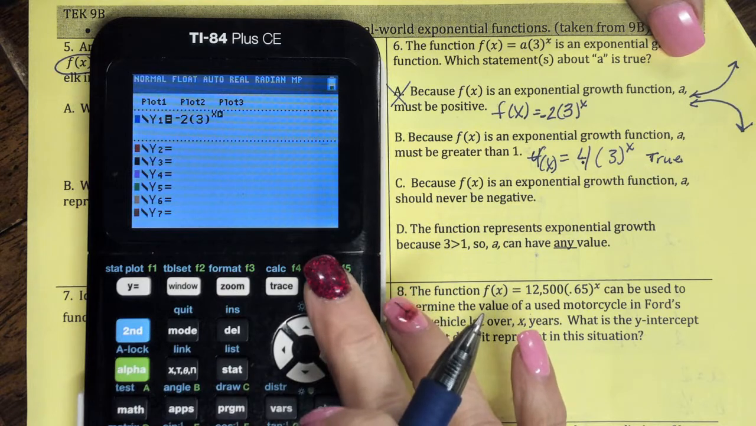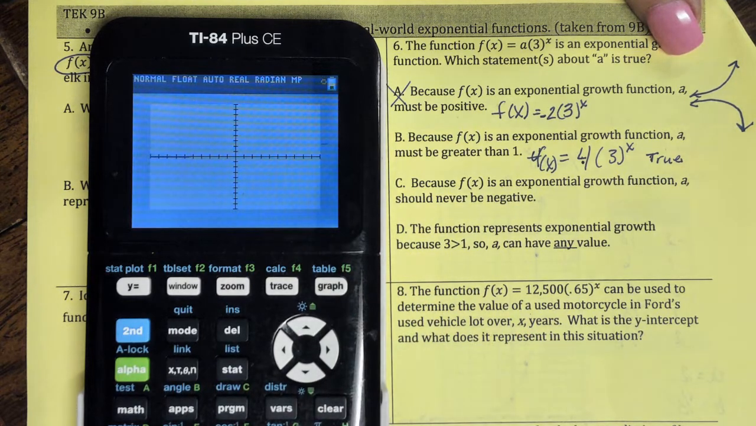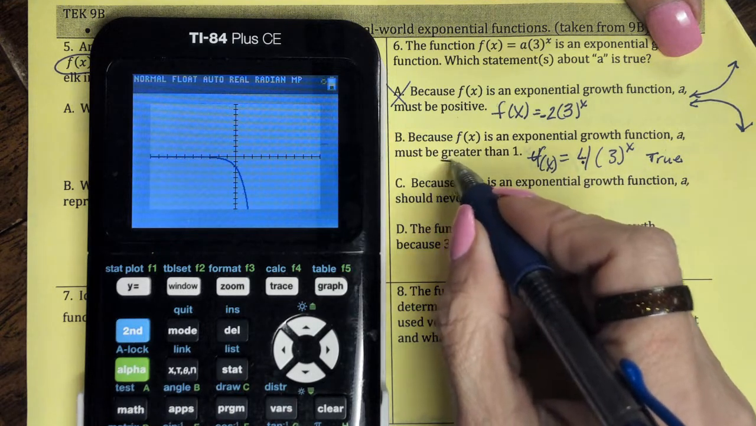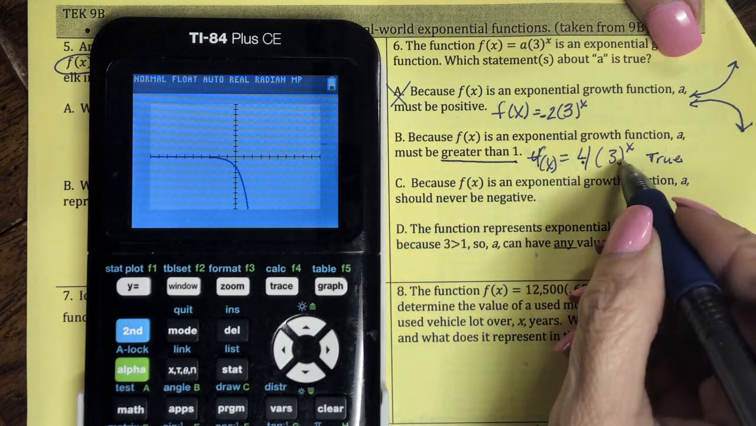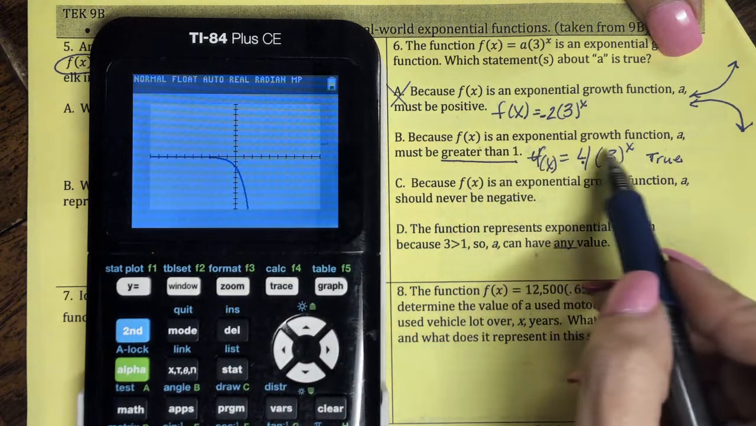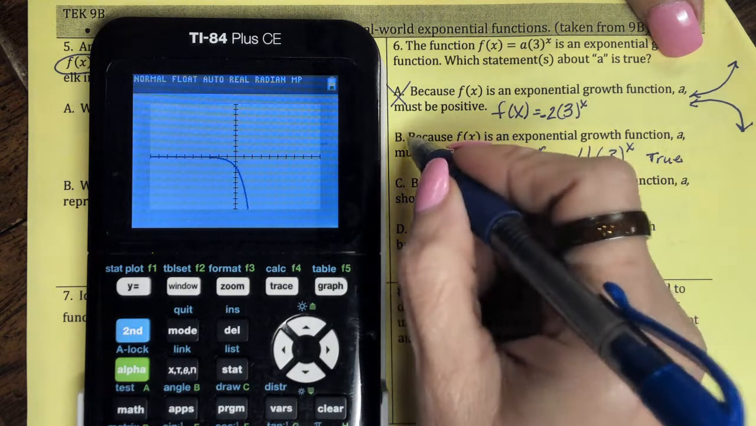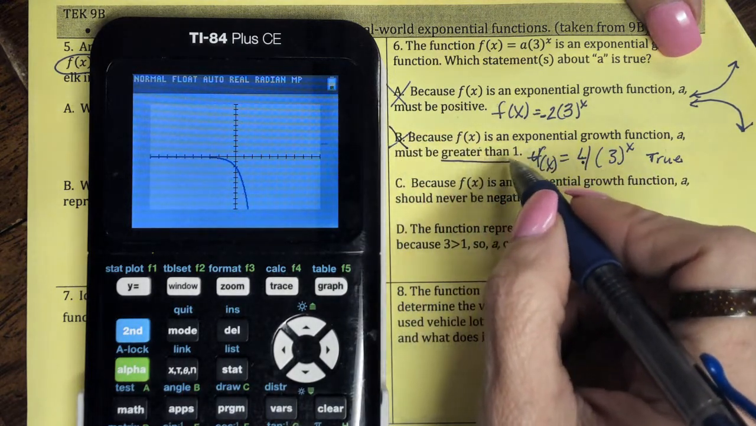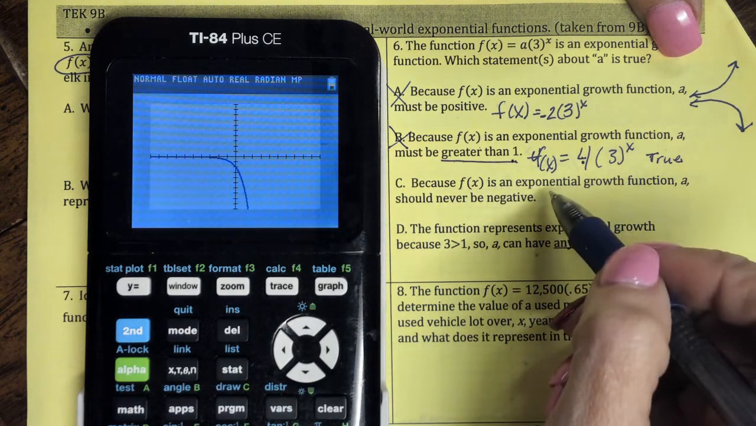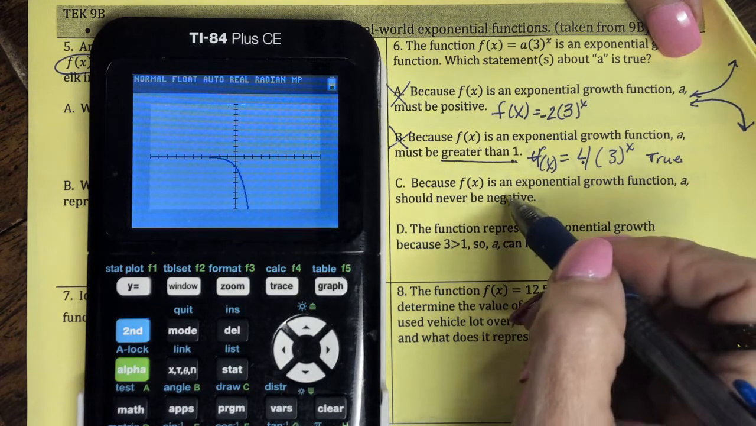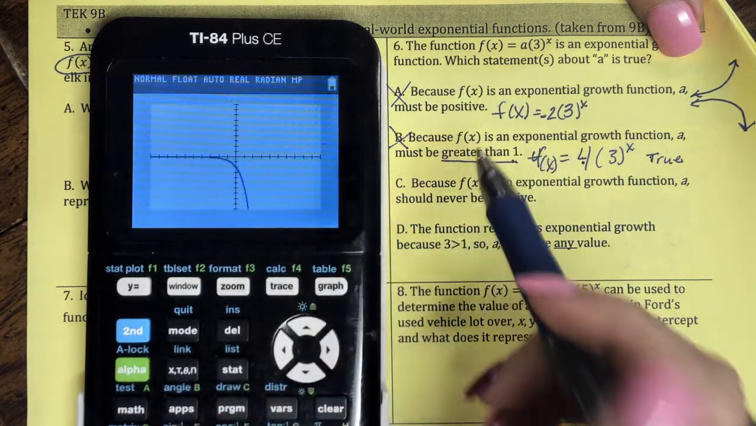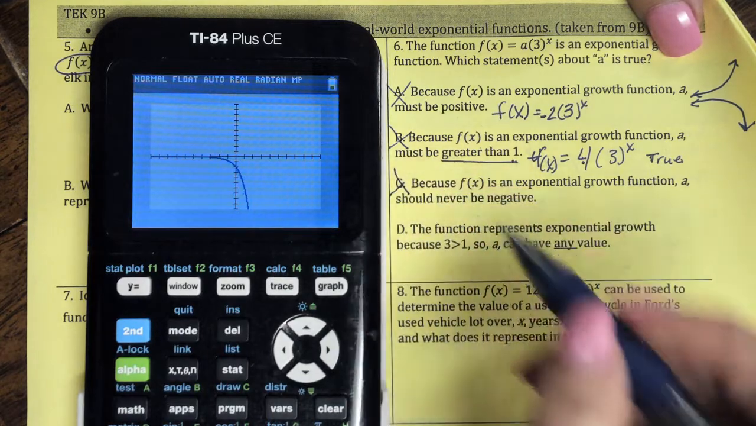Hang with me. I know this is a confusing question. When I made it less than 1, so it says it has to be greater than 1. But you know what? If it's less than 1, I still get a true growth function, because it's an exponential. So that one's not true either. Because it does need to be greater than 1, but it could also be less than 1. Because it's a growth function, a should never be negative. Well, we just proved that wrong right here. Our a is negative, and when we graph it, we still get a growth function, so that one's not right.